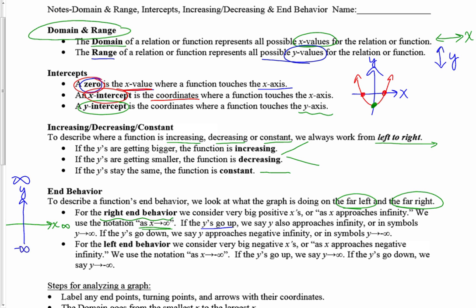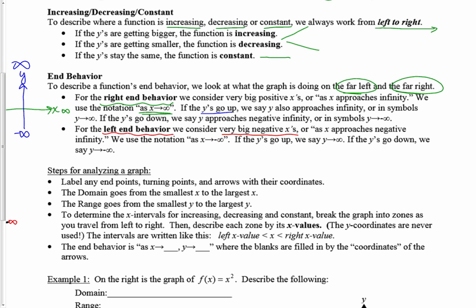We also have the left end of our graph. So on the left end behavior, we're looking at very big negative x's. So on the left side of my graph over here, my x's would be heading towards negative infinity. And again, if x is going to negative infinity, we're going to write that as x approaches negative infinity, with a little arrow. And if the y's go up, y goes to positive infinity. If the y's go down, we say y goes to negative infinity.